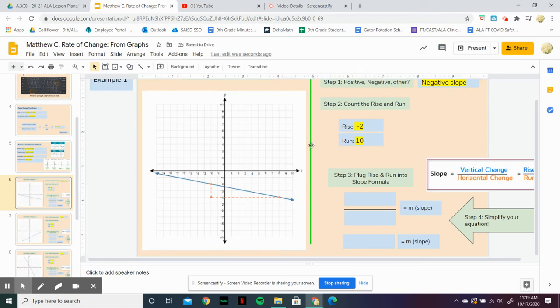I'm not going to write the run as a negative. I'm only going to write the rise as a negative, because I know this graph should have negative slope.